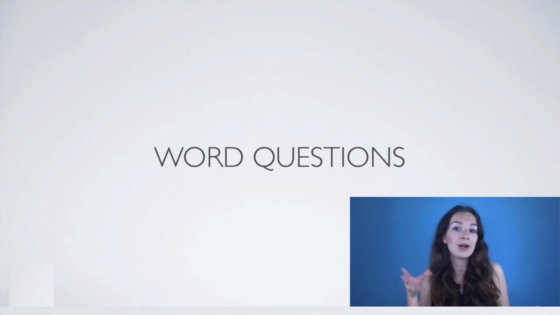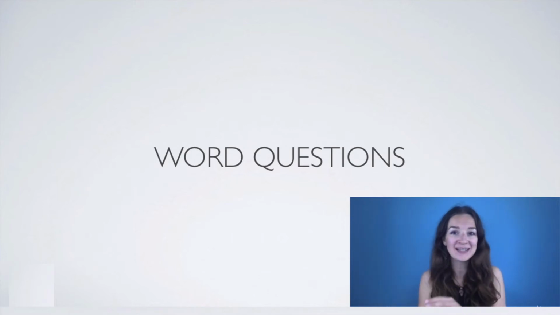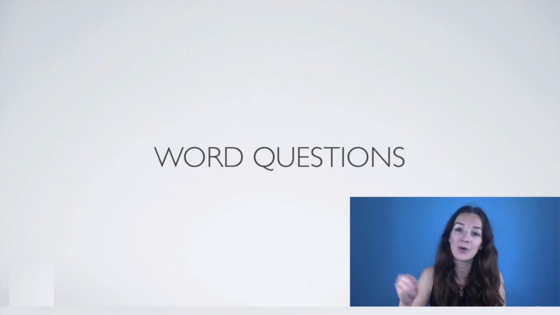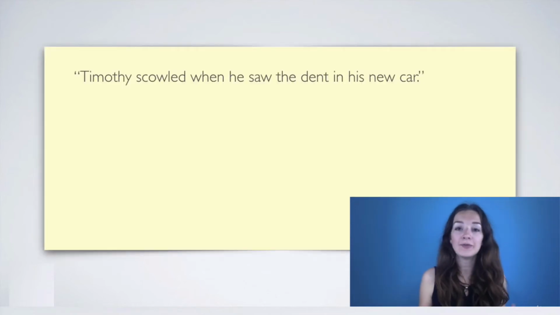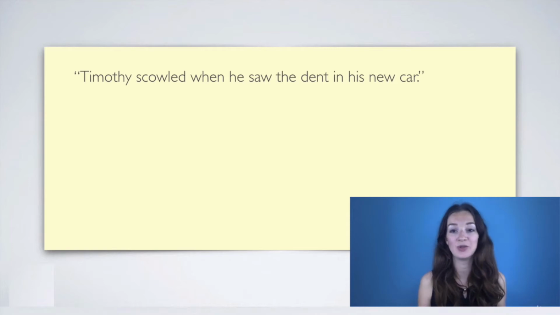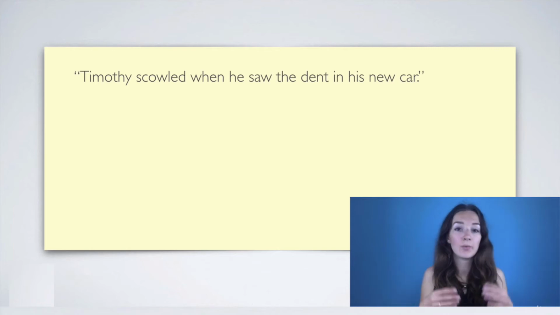Now, what can help you understand what is the definition of this word in the context? Where do you look at the context and how do you recognize all the hints about the definition of the word? Let's discuss. First of all, let's look at this example. Timothy scolded when he saw the dent in his new car. We don't know the word scold and we're asked about the word scold, and we need to guess what is the most obvious meaning of the word scold.